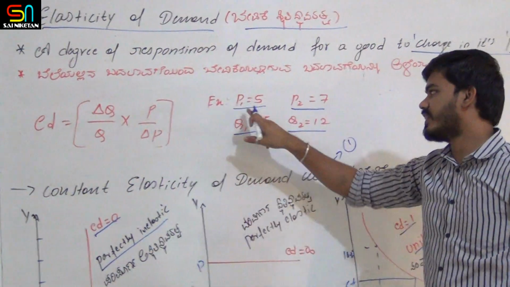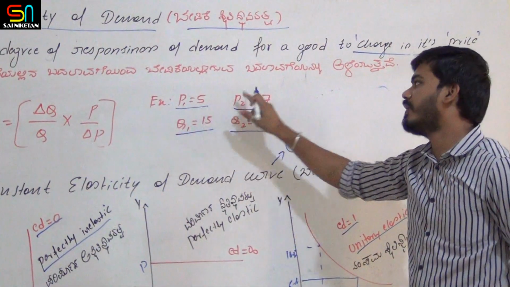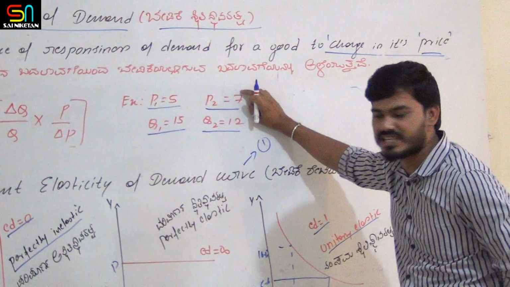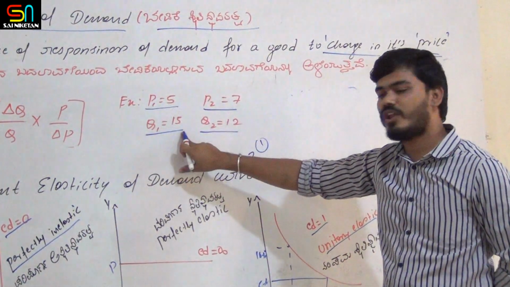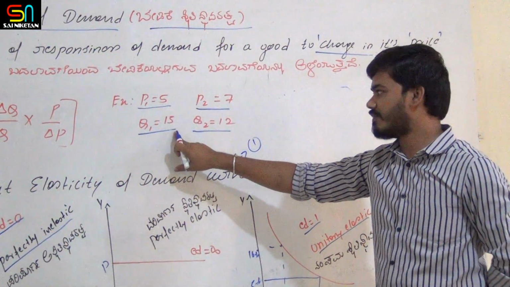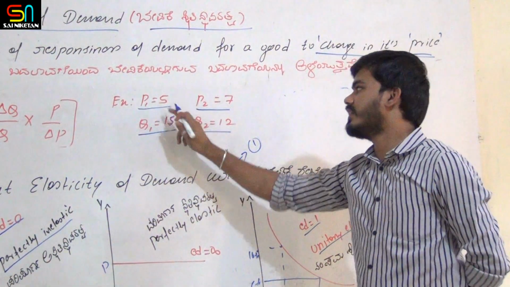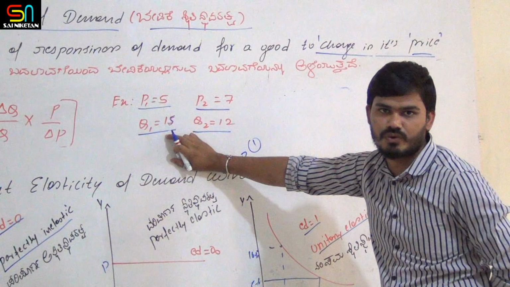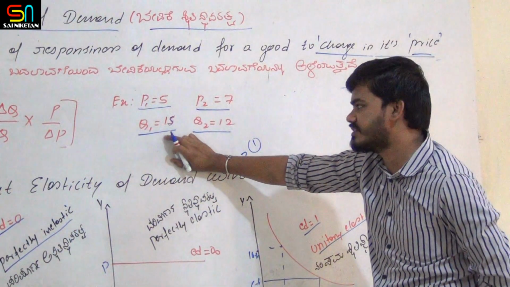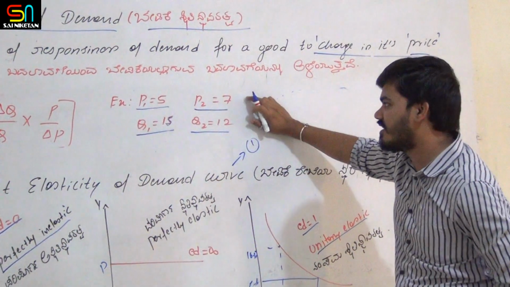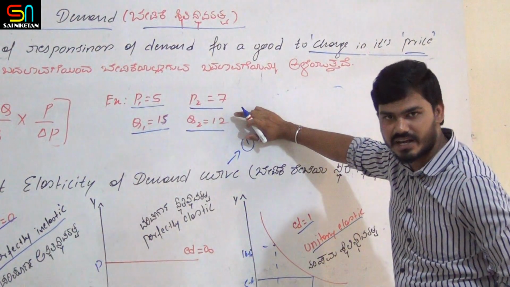ಇಲ್ಲಿ ಒಂದು ಎಕ್ಸಾಂಪಲ್ ಕೊಟ್ಟಿದ್ದೀನಿ ನಾನು. ಮೊದಲ ಬೆಲೆ 5 ರೂಪಾಯಿ ಇದೆ, ಆಮೇಲೆ ಬೆಲೆ 7 ರೂಪಾಯಿಗೆ ಜಾಸ್ತಿ ಆಗಿದೆ. ಬೆಲೆ ಜಾಸ್ತಿ ಆಗಿರೋದಕ್ಕೆ ನನ್ನ ಪ್ರಮಾಣದಲ್ಲೂ ಬದಲಾವಣೆ ಗೊತ್ತಾಗಬೇಕು. Q1 ಅನ್ನು 15 ಅಂತ ತಗೊಂಡಿದ್ದೀನಿ. 5 ರೂಪಾಯಿ ಬೆಲೆ ಆದಾಗ 15 ಪೆನ್ಸಿಲ್ ಅನ್ನು ಕೊಂಡ್ಕೊಳ್ತಾ ಇದ್ದೆ. ಆದರೆ ಬೆಲೆ ಜಾಸ್ತಿ ಆಗಿರೋದಕ್ಕೆ ಪೆನ್ಸಿಲ್ ಪ್ರಮಾಣವನ್ನು ಕಡಿಮೆ ಮಾಡ್ತಾ ಇದ್ದೀನಿ.